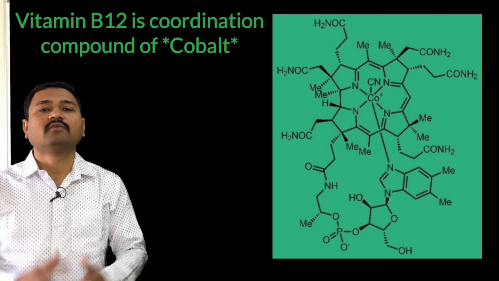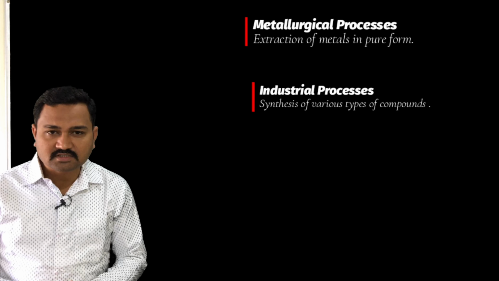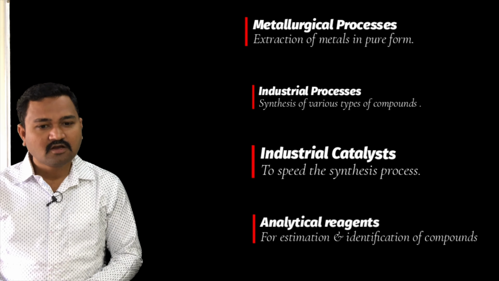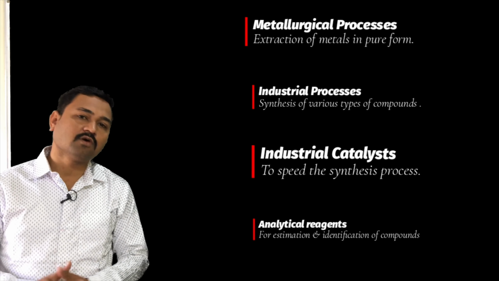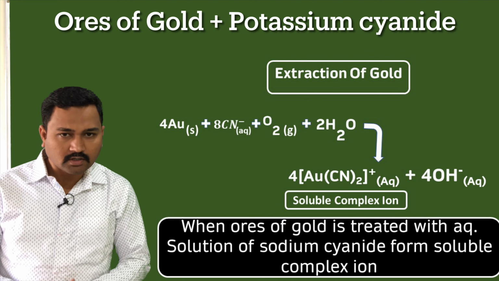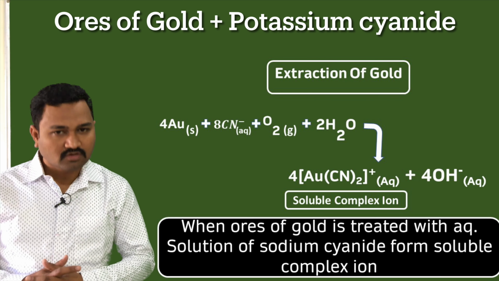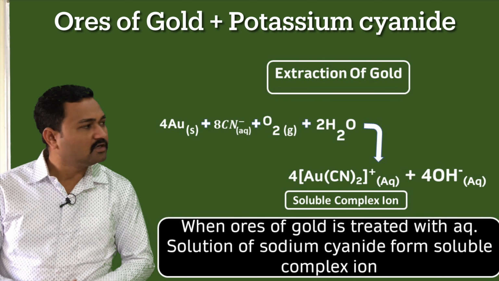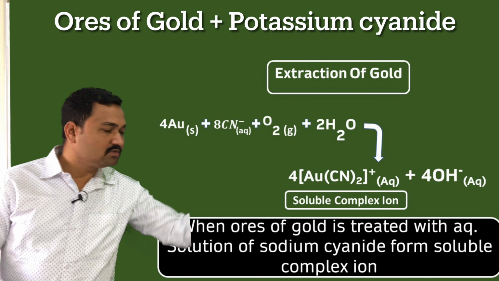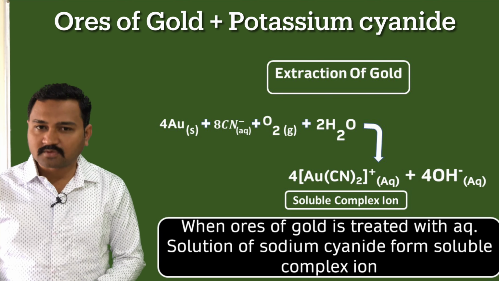And we know that a variety of metallurgical processes, industrial processes, industrial catalysts, and analytical reagents all involve the use of coordination compounds, for example in the extraction of gold from its ore with an aqueous solution of potassium cyanide. It forms the soluble gold complex, which is actually the dicyanoaurate complex ion. So here I have shown this reaction by which we can obtain this soluble complex in the metallurgical process.